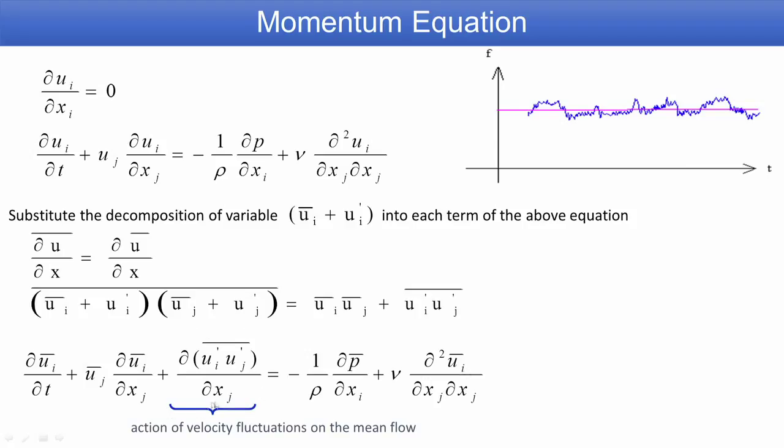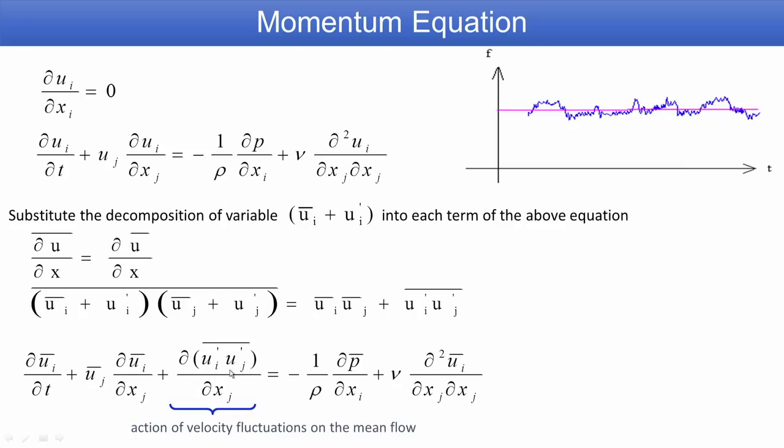The new term shown here is ∂/∂x_j of u_i' u_j' bar. u_i' we know is a fluctuation and bar is for average. So, this u_i' u_j' bar actually represents the action of velocity fluctuations on the mean flow. Why is it mean flow? Because we have written this equation for averages, all the terms appear as averages, for example, u bar and p bar. The only different term is this fluctuating quantity u_i' u_j'.